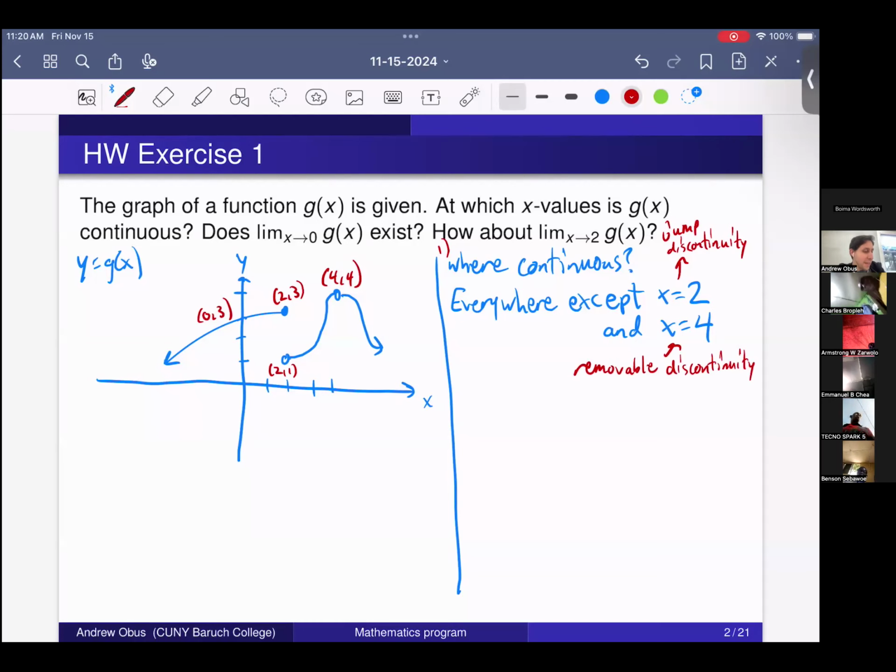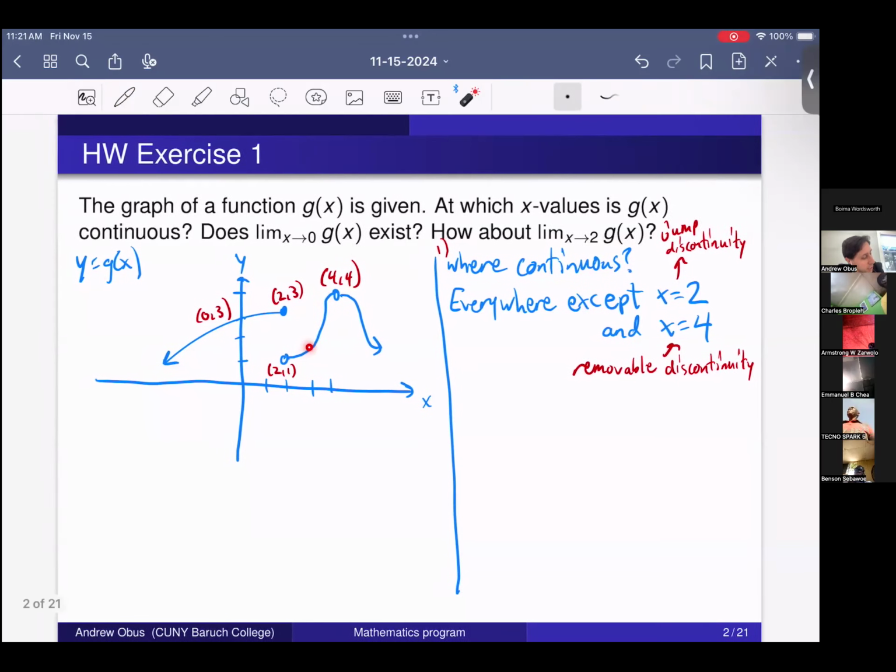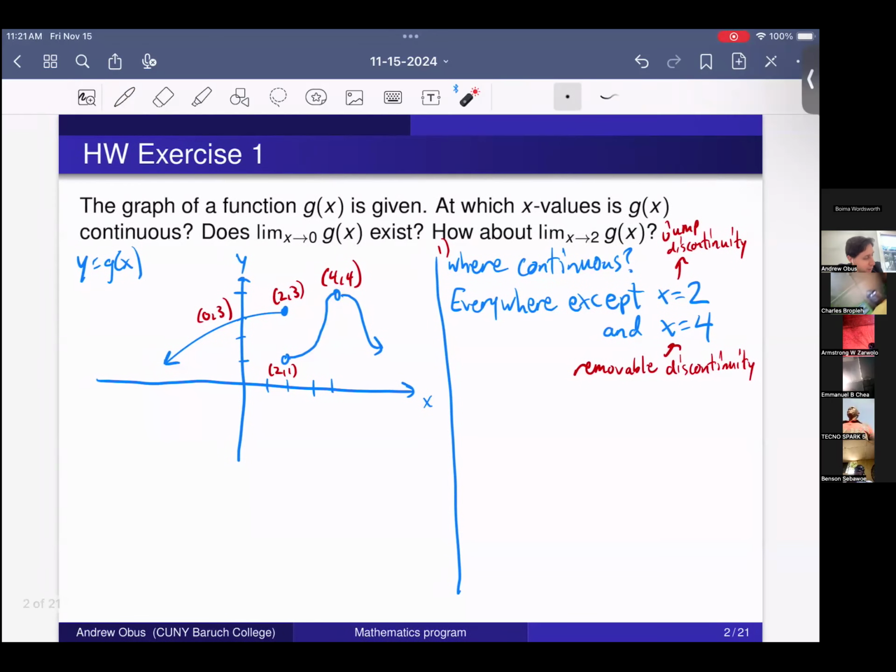It's called removable because if you just defined the function at 4 to be 4, then you wouldn't have the discontinuity anymore. It's very easy to fix. But it's still discontinuous, right? Because there's a hole in the graph. Remember, to be continuous, the limit has to be equal to the function value. So in this case, the limit is 4, but the function value is not 4 because the function is not defined at 4. That's what it means to have this missing point in the graph. Okay? So that's where this is continuous. It's continuous everywhere except x equals 2 and x equals 4.